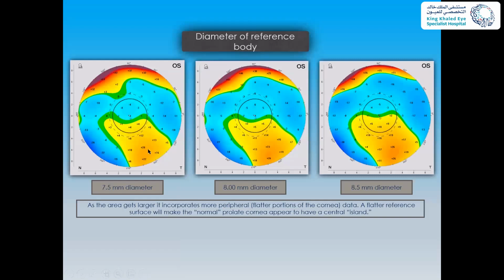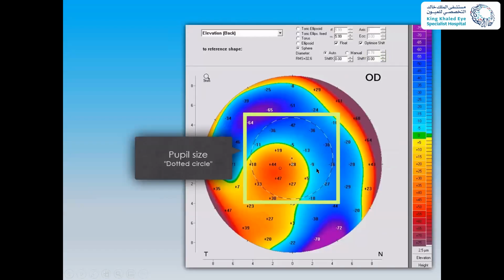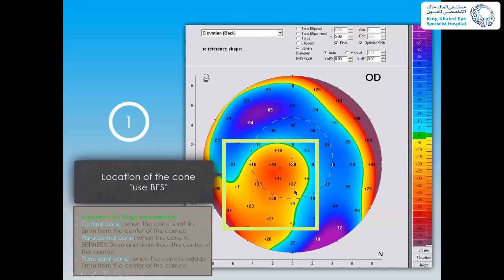We showed it before: with a 7.5 millimeter diameter of best sphere fit, it was 20, and if you use 8.5, it becomes 26. So 20 you may take as sort of normal-ish, but 26 is certainly not. The back elevations also tell you the exact location of the cone. You have to correspond this with the thinnest location, not with the sagittal map. This tells you where exactly the cone is, and then you can decide how and where to put the intacs. And you grade the cone based on the posterior elevation.